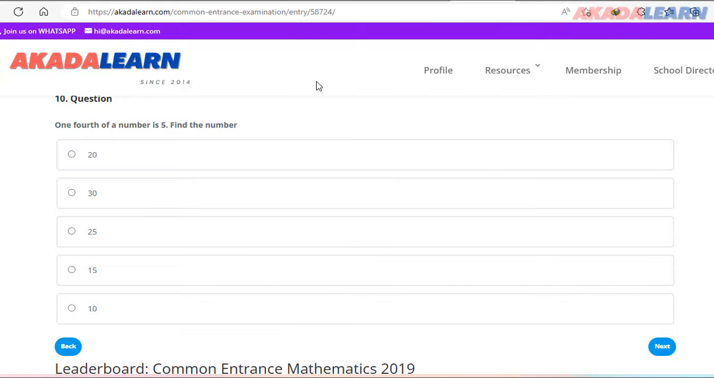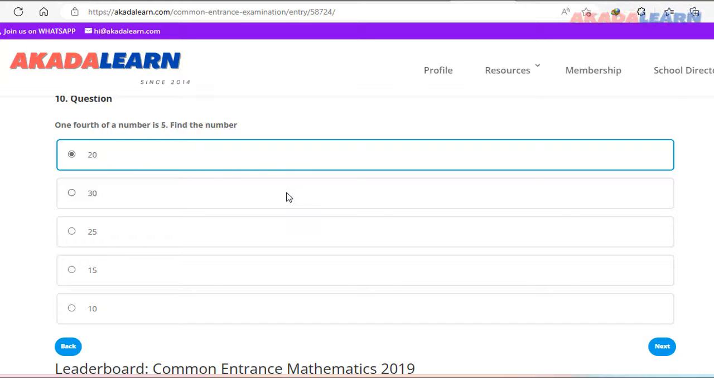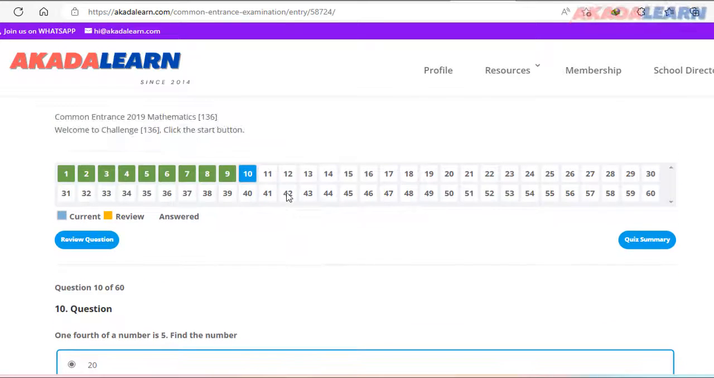So we can see from the answer that it gives us 20. It's question 10. So 20 is our answer. So let's go to the next. It's 11.